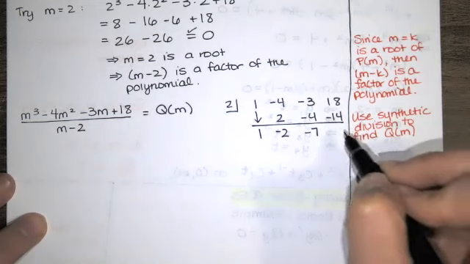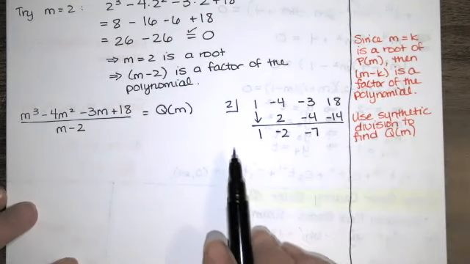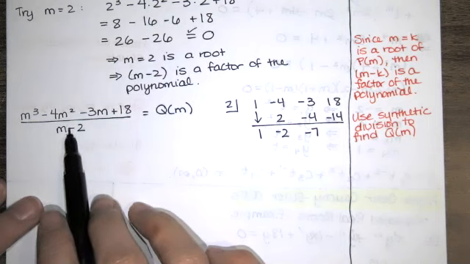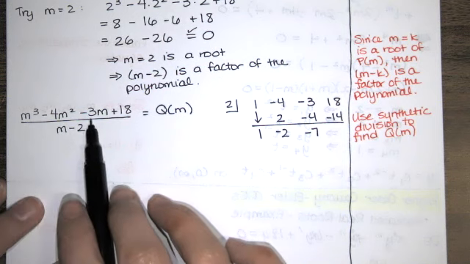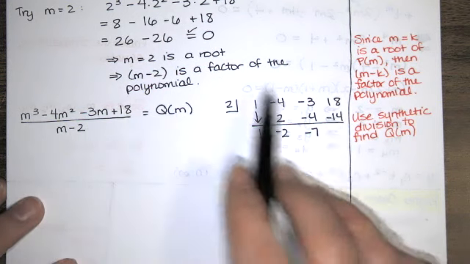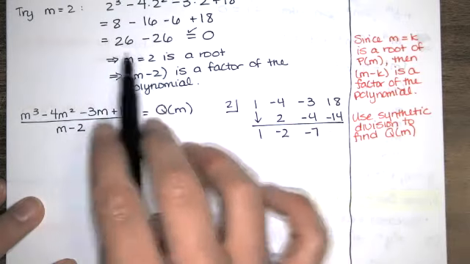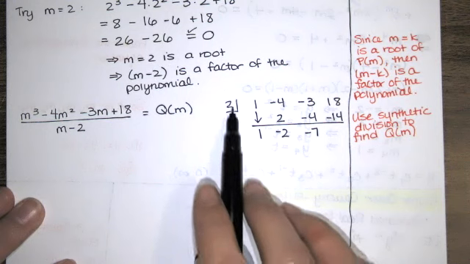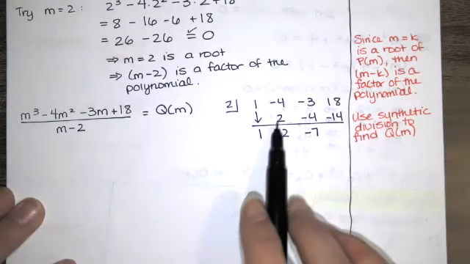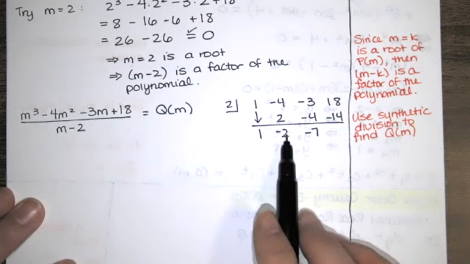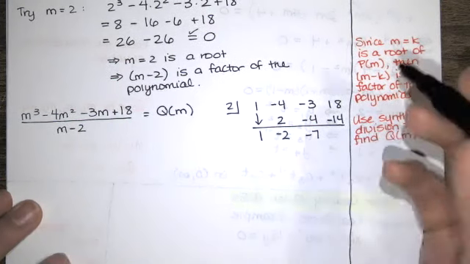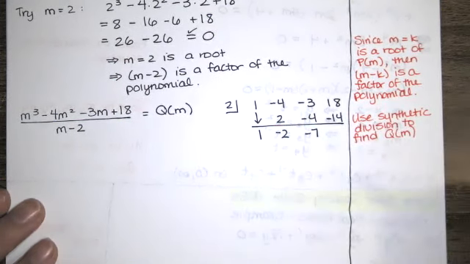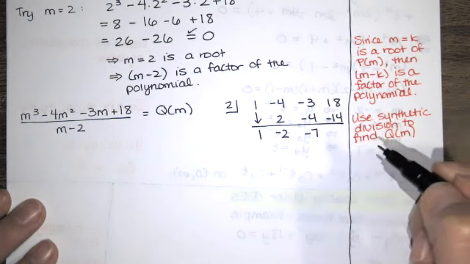Uh-oh. Looks like this is not a root after all. I must have made a mistake somewhere. M cubed minus 4m squared minus 3m plus 18. And we have this. This works out. So this actually is a root. So I must have made a mistake here. Bring this down, multiply, and then we add. Multiply, negative 4, and then we add. Multiply, and then we add negative 4 over here. Having trouble finding my mistake.